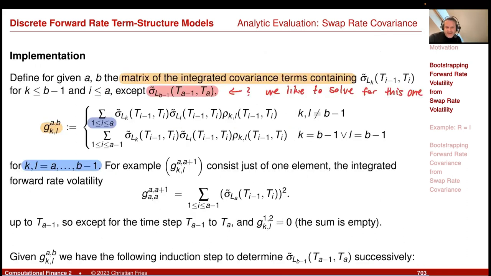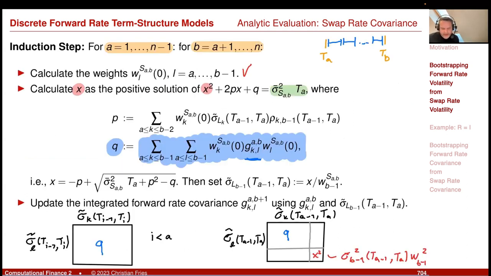There comes into place that I have this condition here: if k and l are not equal to b minus 1, then the G also contains the i equals a. So this is also part of the Q. But then I also have here the P multiplied with the X, and I have this two times. So you see now, if you take the sum over all these guys, you have X squared plus 2 times P times X plus Q. These are all the covariance terms, equals the swap rate covariance. So I have here my Q and my P multiplied with the X.